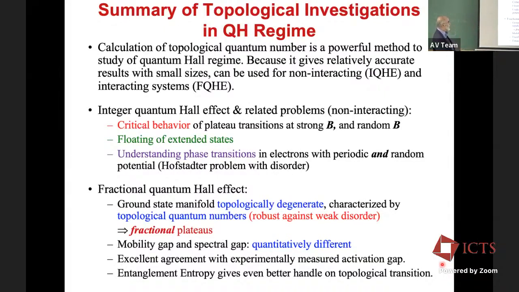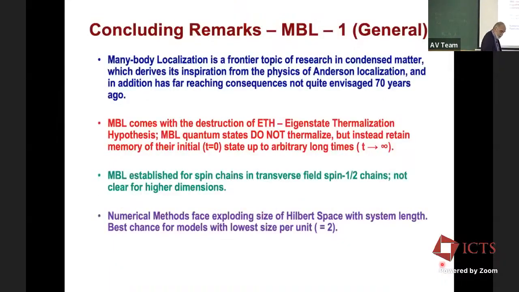When it comes to the fractional quantum Hall effect, the topological ground state manifold has a degeneracy on a torus, and that's how we understand fractional plateaus. And we showed that the mobility gap, which tells you what you measure in transport, and the spectral gap are quantitatively different, and we can get agreement with the experimentally measured activation gap. And finally, I added that entanglement entropy seems to give an even better handle on the topological transition. These are all ground state transitions.